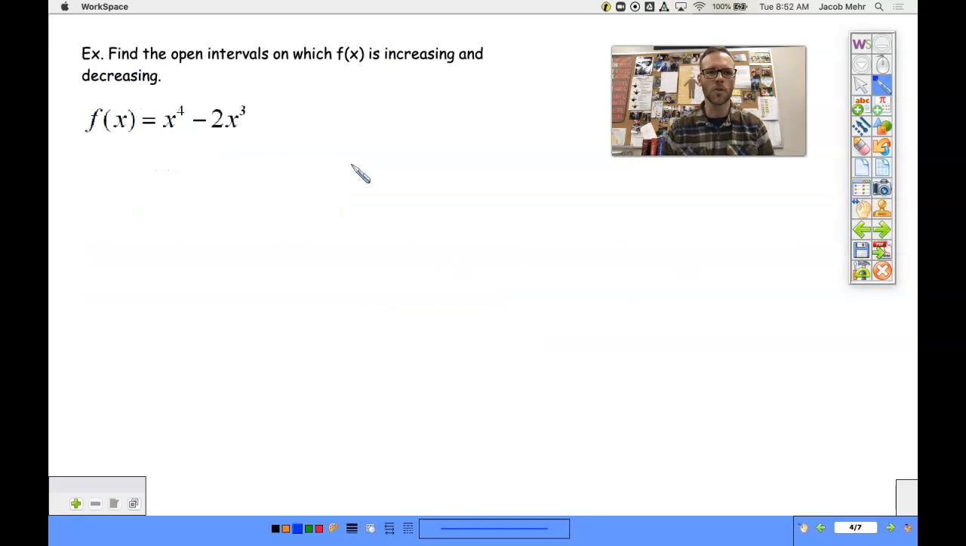So let's look at an example. Find the open intervals for which a function is increasing and decreasing. Here's our function, x to the fourth minus 2x cubed.